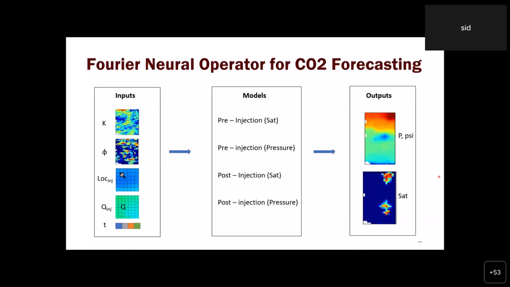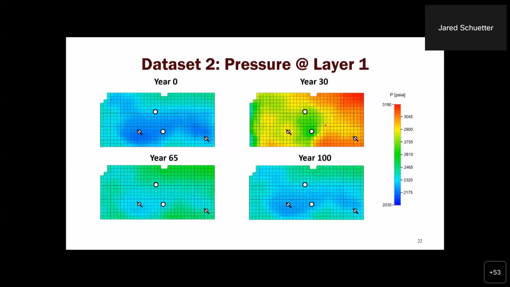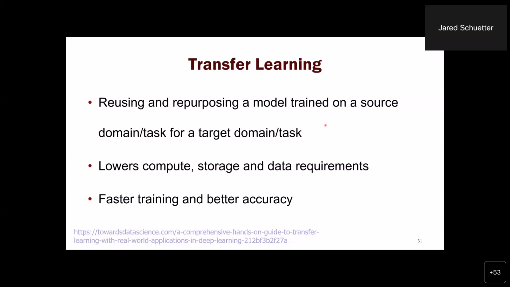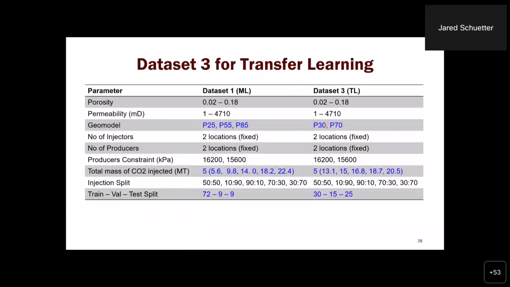Jared, your hand's up. Yeah, thanks. Also, I agree, this was a great talk. When I was looking at it, you had a slide showing dataset 3 compared to dataset 1. Dataset 1 is being used to construct the base machine learning model, and dataset 3 is the case that you would like to transfer to. In terms of the domain and task separation you had before, I would think that the task here is the same because you're trying to predict pressure and saturation, and it's the domain that's shifting slightly.